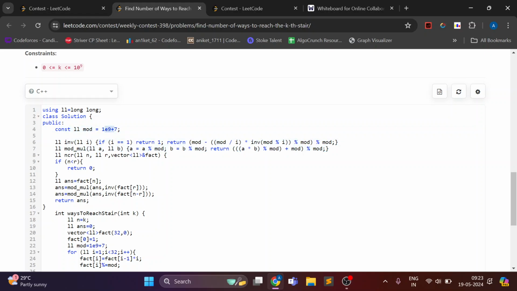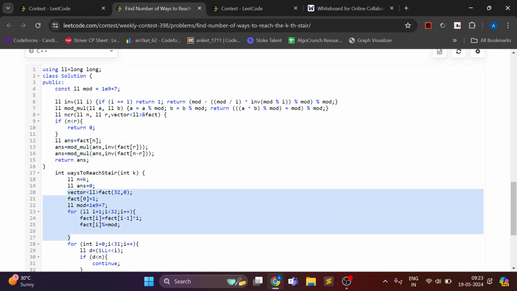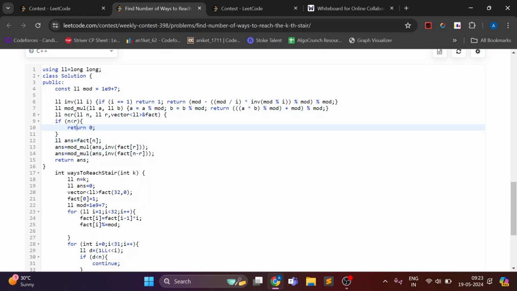So I took mod with 1e9 plus 7 as usual. Inversion and modular multiplication, I declared two functions. These are standard template functions which I used, and declared an NCR and first pre-computed factorials with mod. The NCR formula is this: if n is less than r, return 0, and this is just the NCR formula, that is n factorial by r factorial into n minus r factorial.